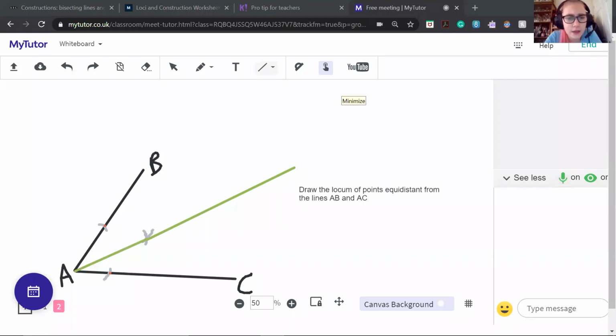Somebody said, what about the triangle with 60 degrees? I don't know exactly what you mean. Sorry. If you can rephrase that.